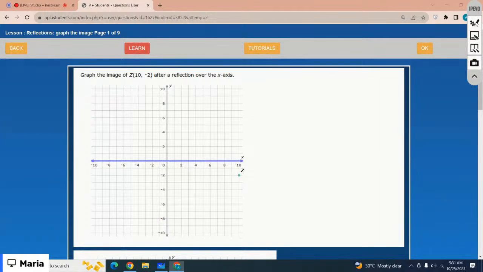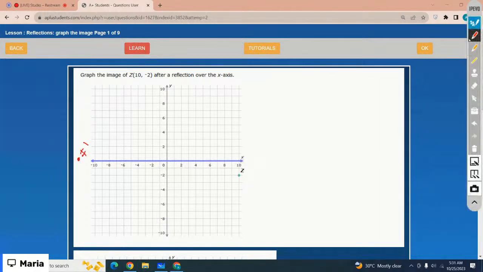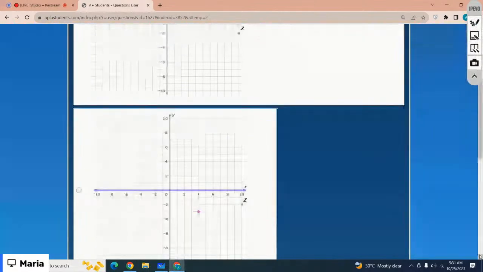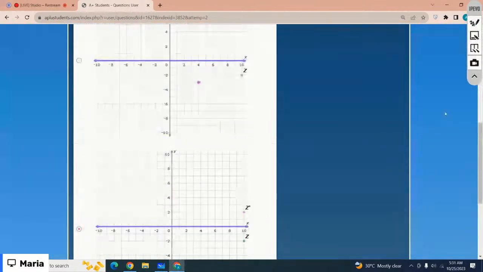So here is the x-axis. So when it reflects along, it would be here. That is the reflection of the point Z, right? The coordinates are 10 and 2. The correct option is 10 and 2. Got it? So the correct option is option number 2, right?